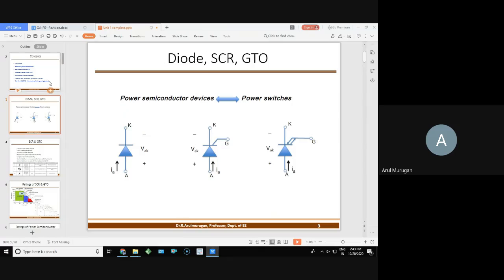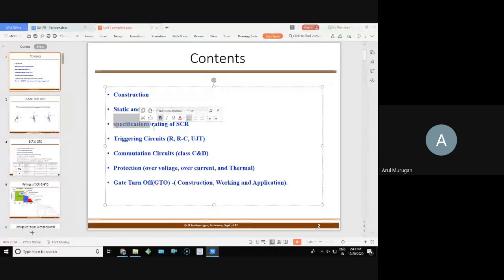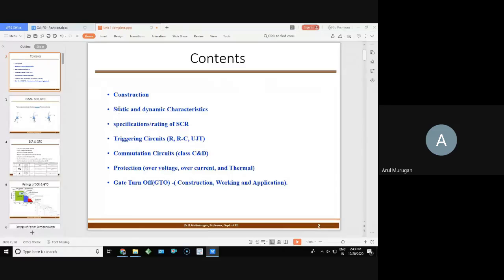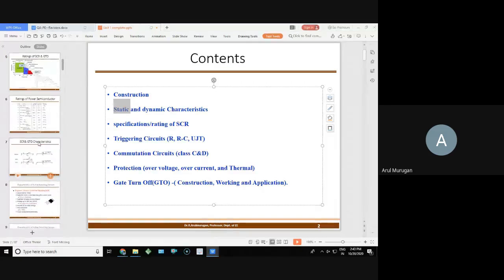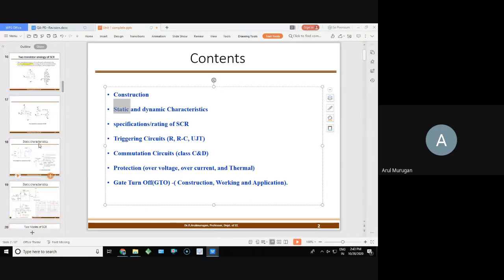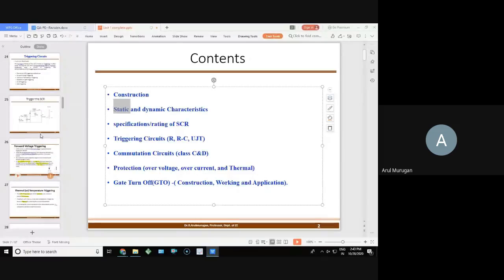Okay, so we have discussed the ratings or specifications. Next, we go ahead with the static and dynamic characteristics. For static characteristics, so far we have discussed drawing the diagrams: the diagram of the triggering circuit and the power circuit. Further, what are we going to see about the static characteristics? For easy understanding, I will show you once again. Yes, this is static.